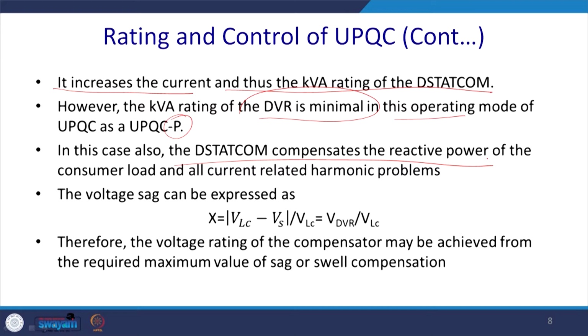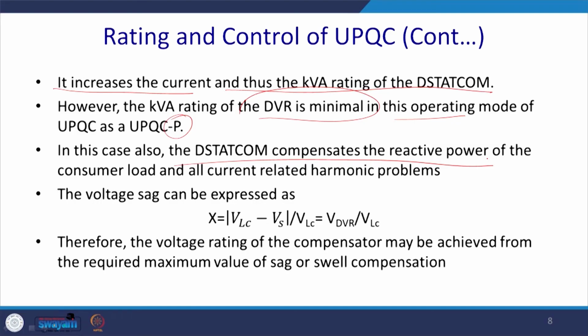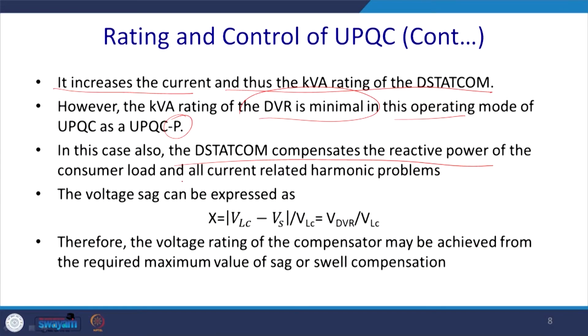So, in case of a sag, the extra voltage should come from the shunt path. The DVR will compensate the sag, but that extra current has to flow from the shunt path. The rating of the devices of the shunt path is required to be increased. And the consumer load's active power and the current related to the harmonic problem.